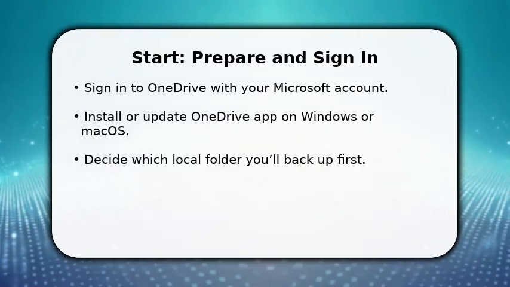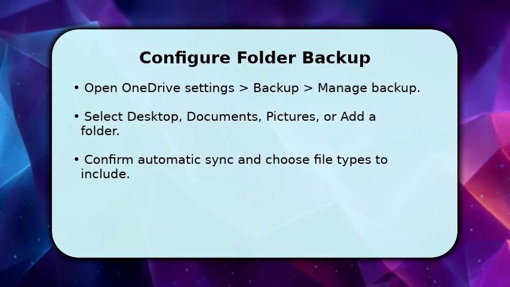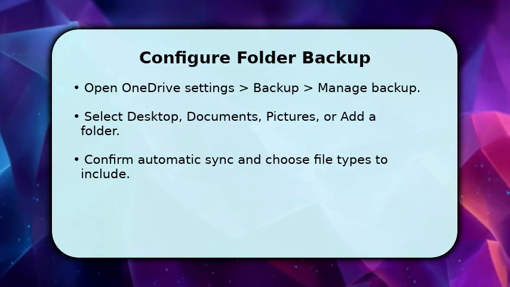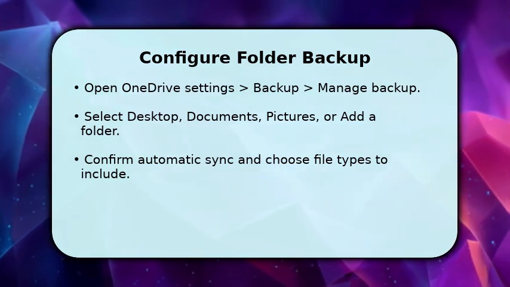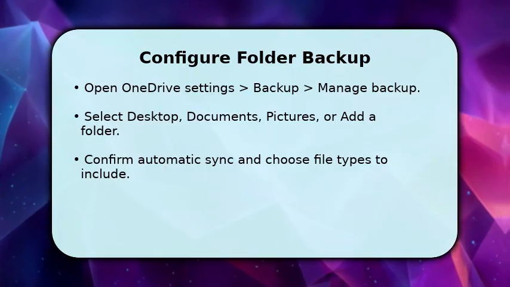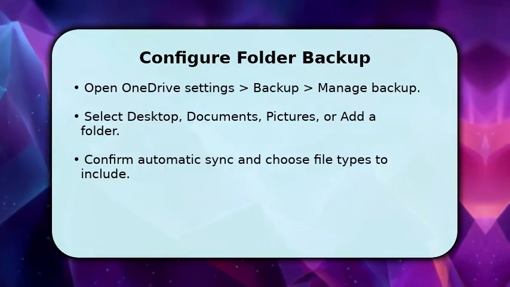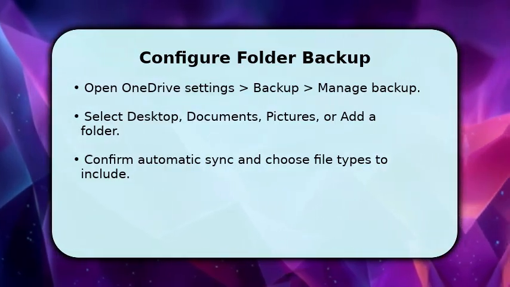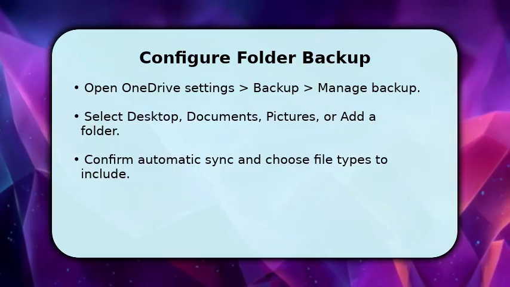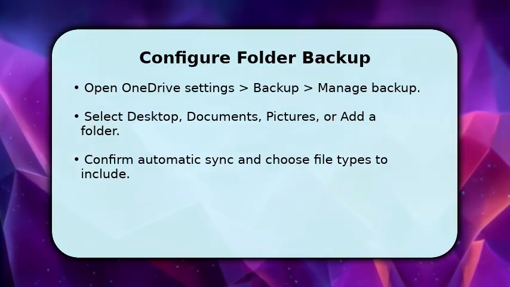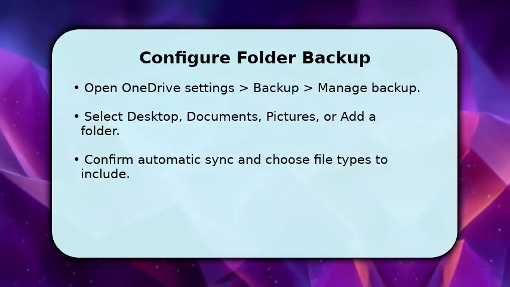Open OneDrive settings and go to Backup, then Manage Backup to take control of what syncs. Select the built-in folders like Documents or Pictures, or choose Add a folder to include a custom path. This ensures continuous protection. Make sure the toggle for automatic backup is on so new files sync without extra steps.